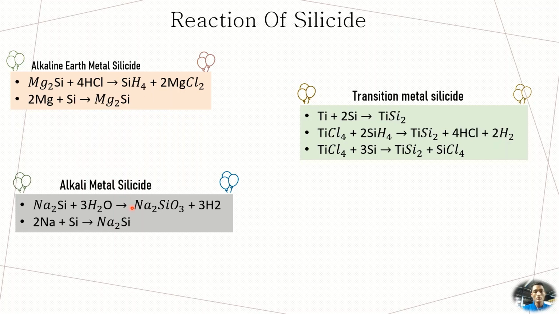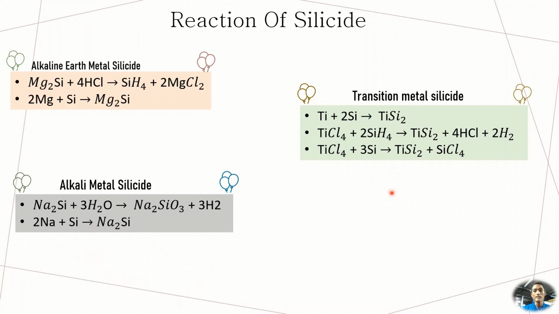Next, we are going to talk about alkali metal silicide, where sodium silicide reacts with water, it will produce sodium metasilicate and 3 molecules of hydrogen gas. How to form sodium silicide? 2 sodium react with silicon will give sodium silicide.